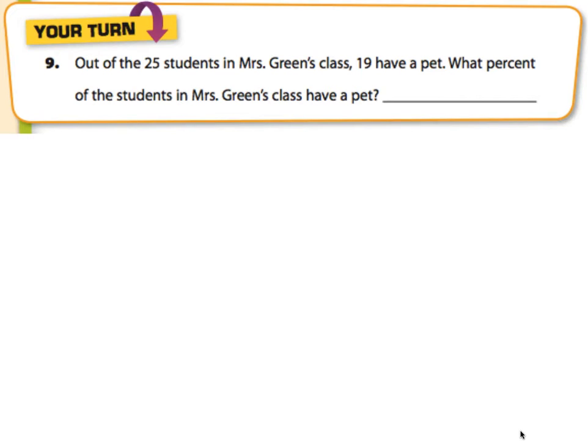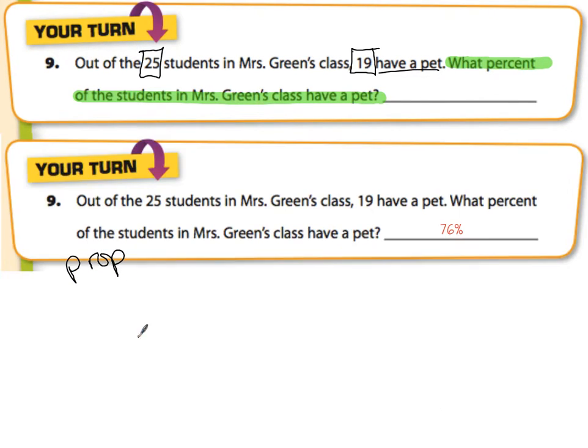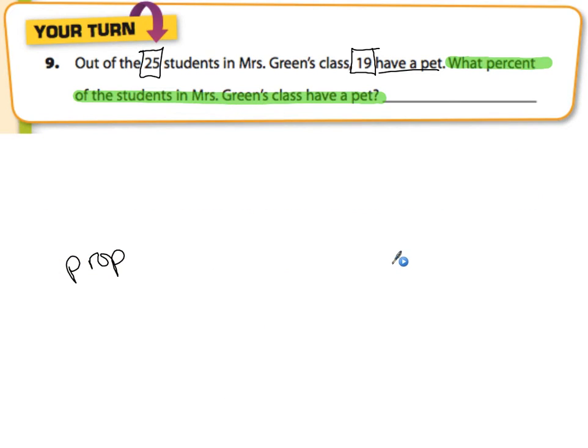All right, so here we have the your turn. We have out of 25 students in Mrs. Green's class, 19 have a pet. So 19 have a pet out of 25, and we want to know what is the percent that have a pet. And let's just double check. This says have a pet, so I know that I can use 19 to set up my problem. What I'd like you to do is set it up as a proportion, and set it up as an expression or an equation. And when you come back, we'll check your answer.